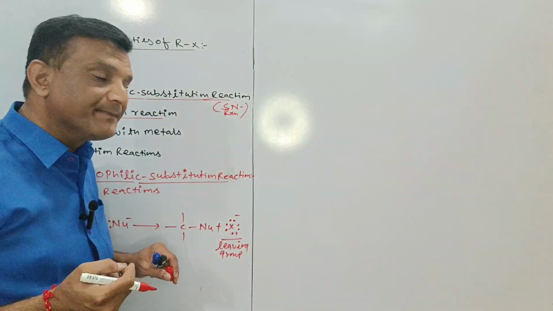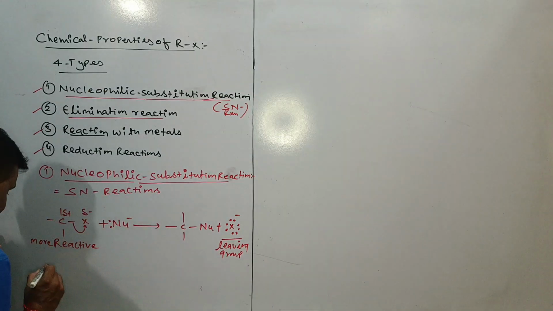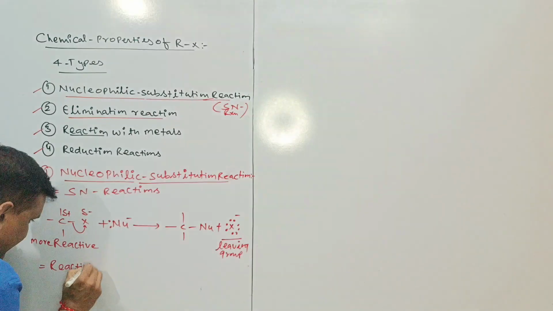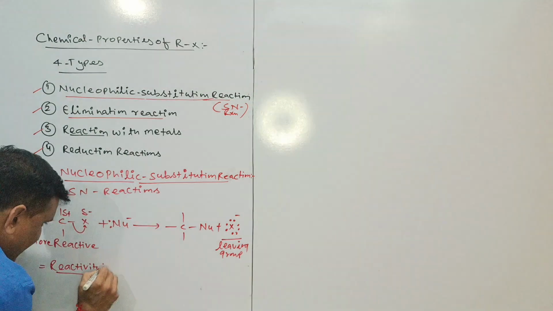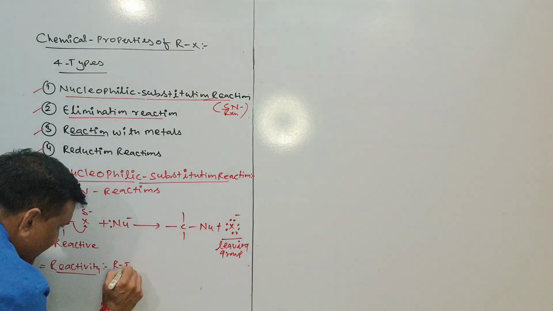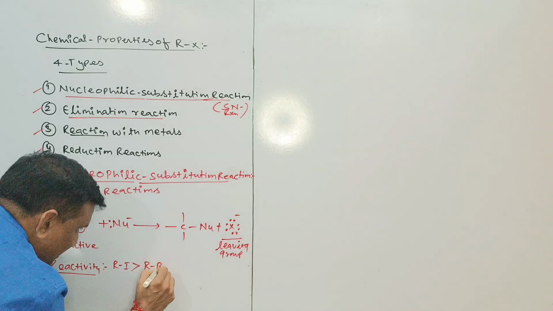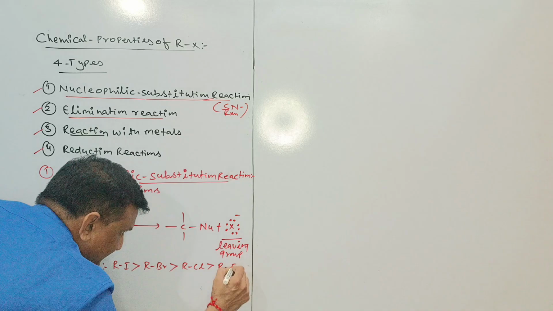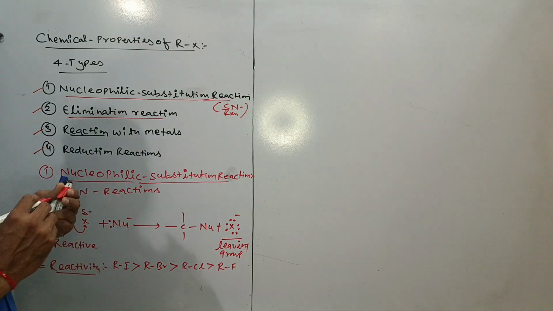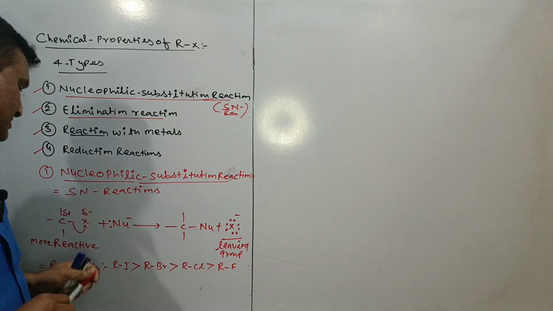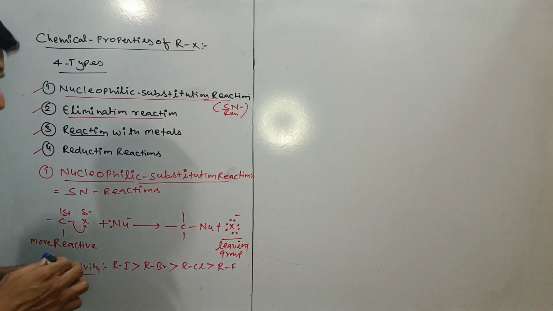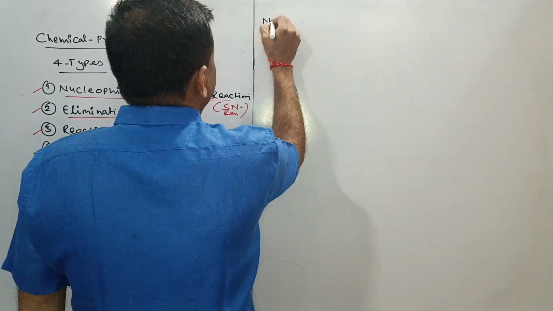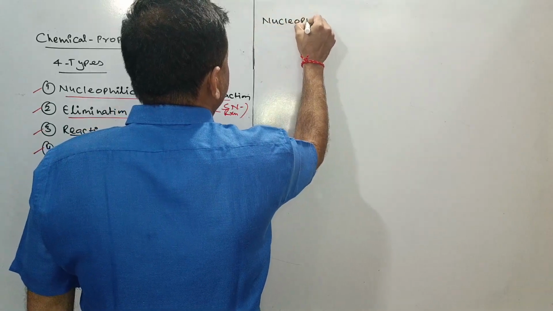Otherwise, it's not possible. If we go with the reactivity of different halogens, then RI is more reactive than RBr, RCl, and then RF, alkyl fluoride. This was about the initial part of reactivity. If I go with the meaning of nucleophile, then you can understand over here. This is the nucleophile.